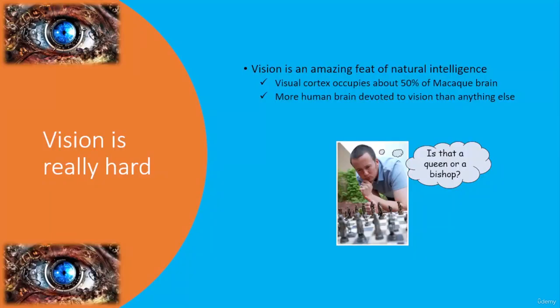Vision is an amazing feat of natural intelligence. The visual cortex occupies about 50% of the brain, more of the human brain is devoted to vision than anything else. Computer vision works much the same as human vision, except humans have a head start. Human sight has the advantage of a lifetime of context to learn how to tell objects apart, how far away they are, whether they are moving, and whether there is something wrong in an image.